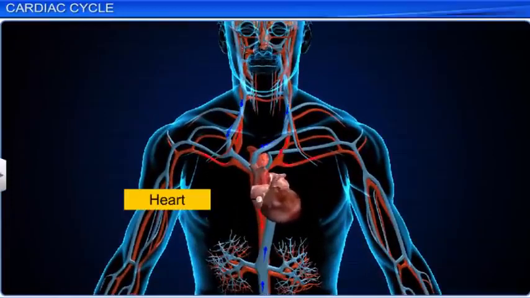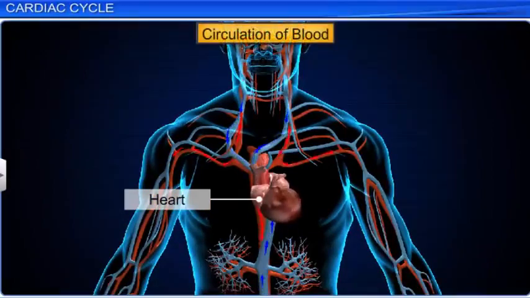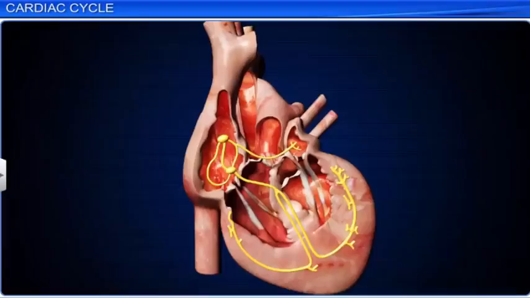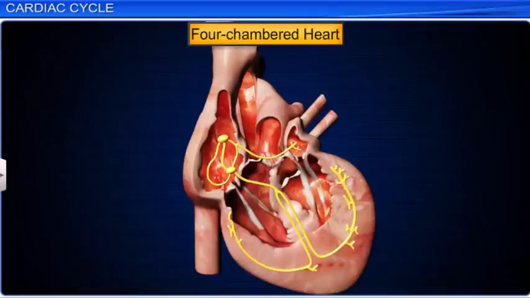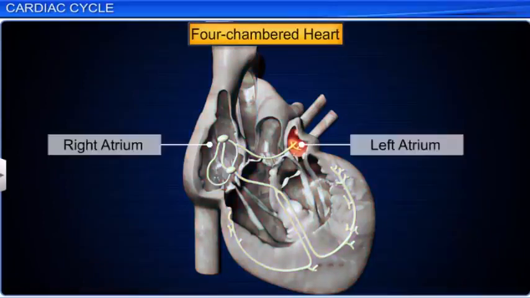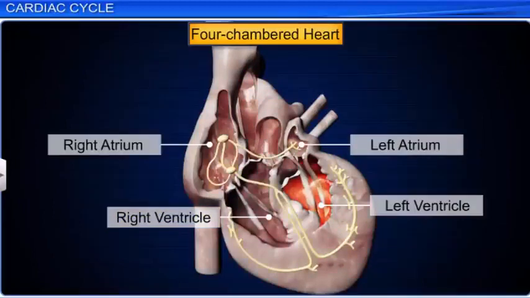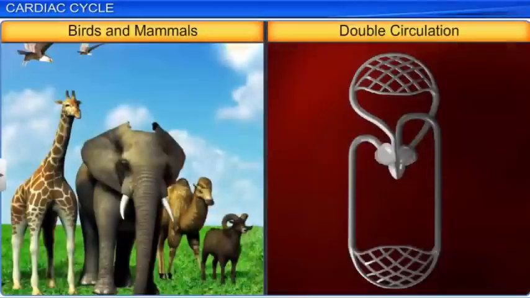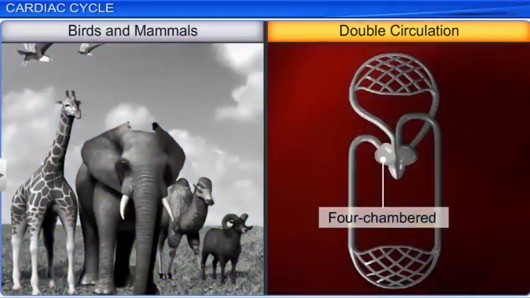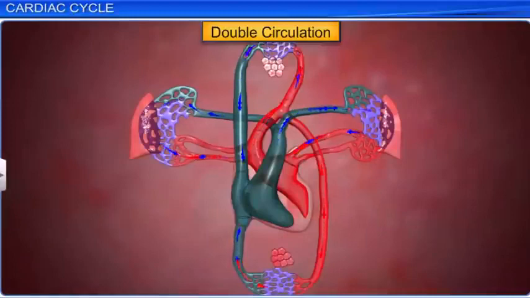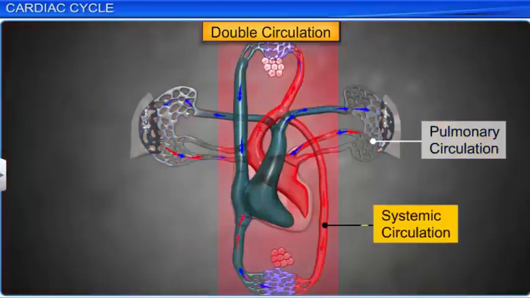The heart is the only organ in humans responsible for the circulation of blood. It contains 4 chambers: the right and left atria and the right and left ventricles. As we know, double circulation takes place in organisms with a 4-chambered heart. Double circulation involves pulmonary and systemic circulation.